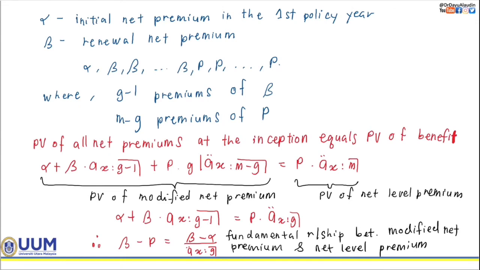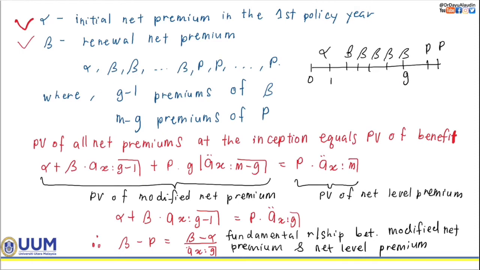Alpha is the initial net premium in the first policy year, and the renewal net premium, the premium after the first year, we denote as beta. So if we draw the timeline, the first policy year we denote as alpha and the subsequent years are beta, and at some point it becomes net level premium, where G minus 1 premiums of beta until G becomes beta, and M minus G premiums of P. So P will be until M years. So this is P, G minus 1 is beta.